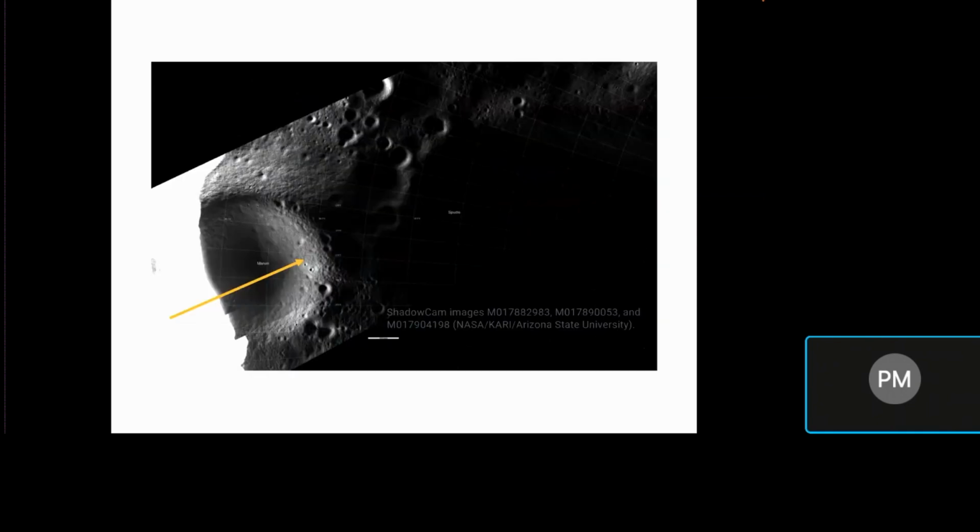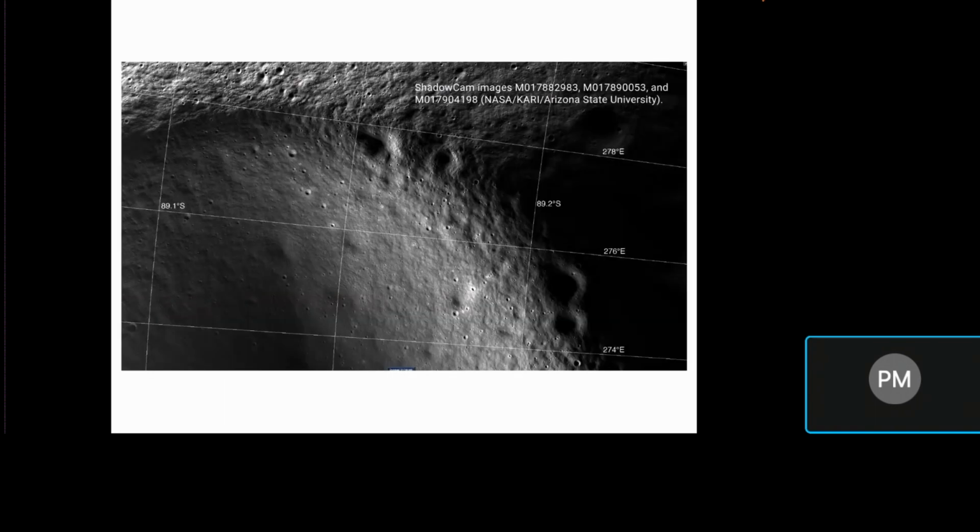So here we have a ShadowCam image which shows, with the arrow, the direction of the direct illumination, and that bounces off into the PSR, which is at the floor and a little bit on the wall of the other side. Next slide, please. So this is another example, another picture showing the same Marvin crater and the PSR below. Next slide, please.